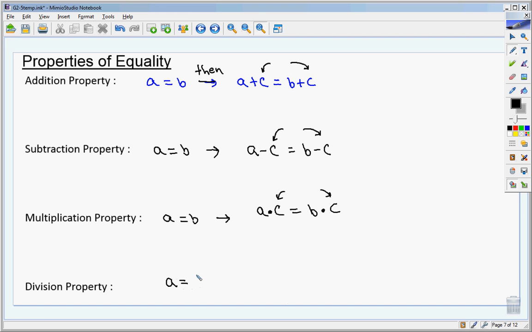Division property, exactly the same. If A equals B, then A divided by C equals B divided by C. Whatever I divide one side by, I must divide the other side by. Sometimes you see this one written this way, but understand that it does mean the exact same thing whether it's written in fraction form or whether it's written with the division symbol.